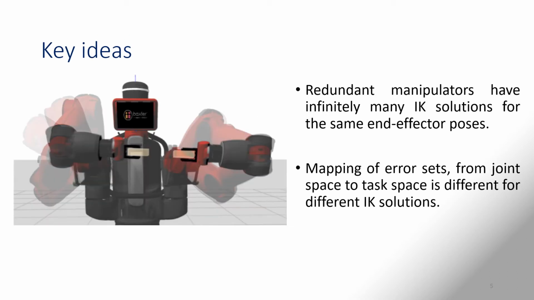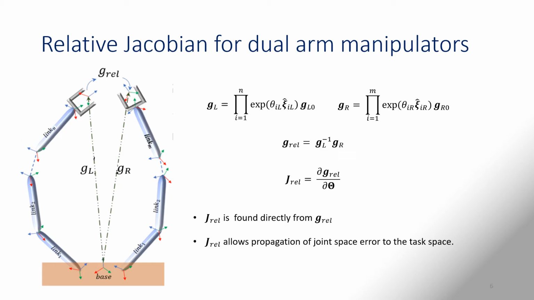The robust IK pair method that we have developed here relies on two key facts. Firstly, redundant manipulators have infinitely many IK solutions for the same end effector poses. And secondly, mapping of error sets from joint space to the task space is different for different inverse kinematic solutions. The figure on the left shows the schematic diagram of a dual arm robot whose left arm has n degrees of freedom and right arm has m degrees of freedom.